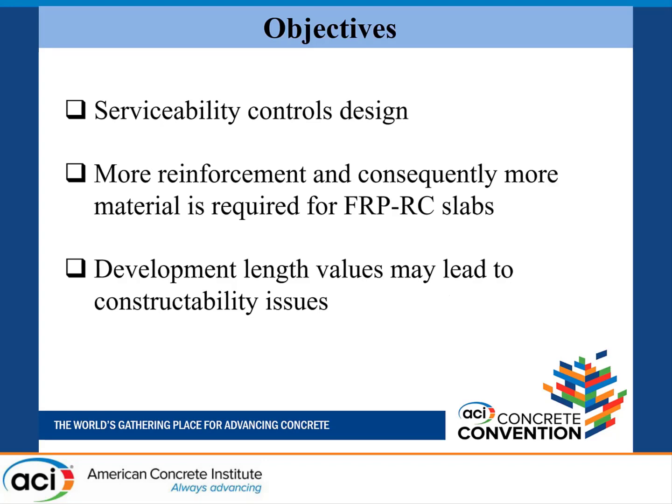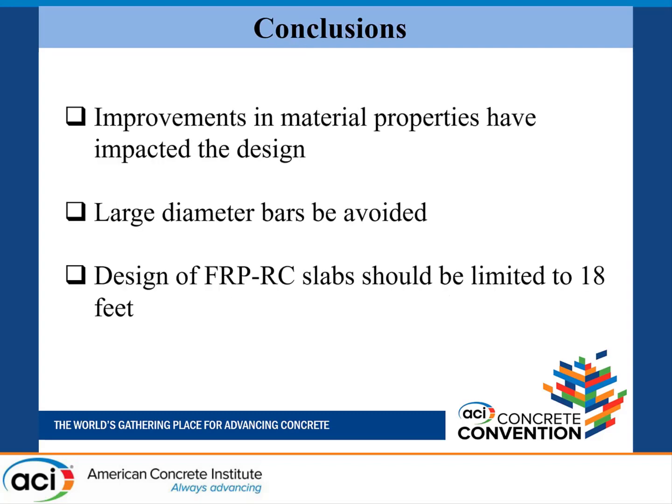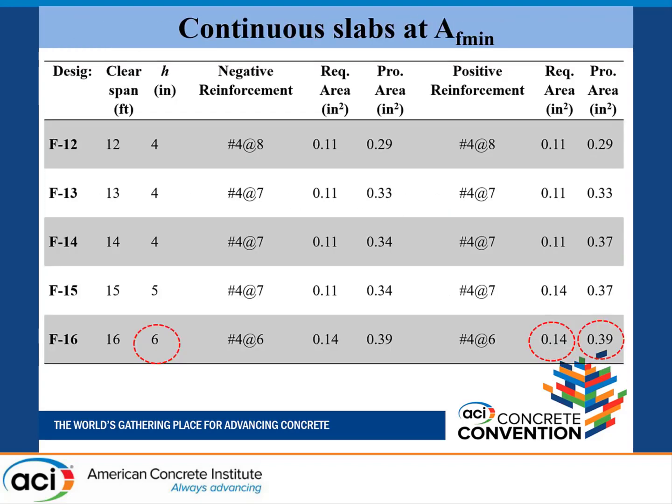Development length issues may lead to construction problems, and that equation I feel is very conservative. For example, a 12-foot slab required a development length of, for example, 2.5 feet. So it's a problem to put it in there. So it needs to be re-looked at. Improvements in material properties have impacted the design. So yes, there is some effect, but that is not dramatic. Large diameter bars should be avoided. There is a problem when you are using large diameter bars. For example, even if you are using number 4 bars, you see here that the minimum area that you can utilize is 0.39 inches squared.